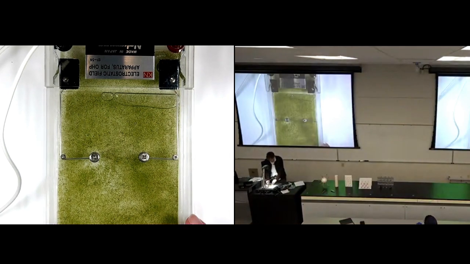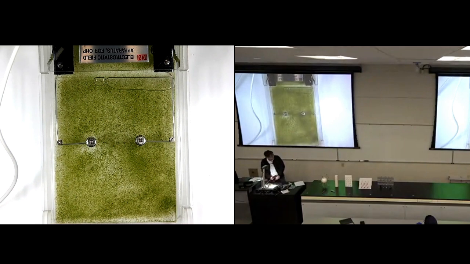Now you get a better look at the box. This green fluid here, what is this? This is actually castor oil. So it's cheap oil. You can just buy it at the supermarket.